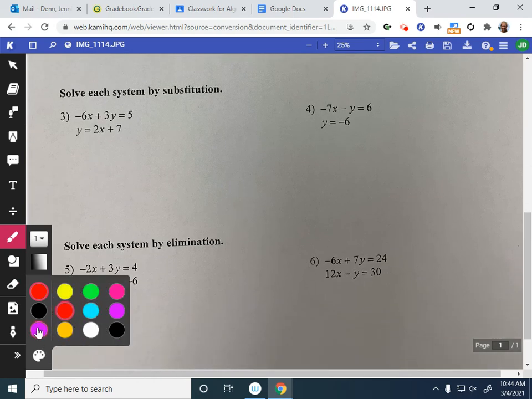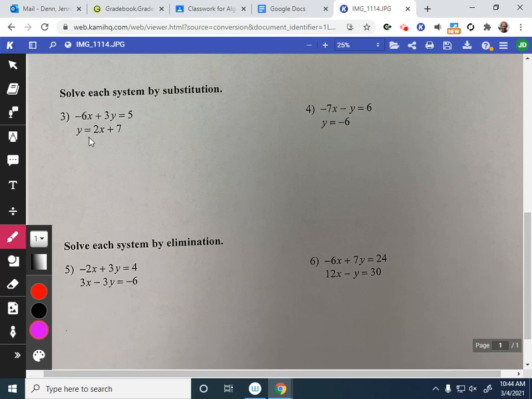Substitution. So I've got one of the equations is already solved for one of the variables. So I'm going to plug that into the other one. So I'll have -6x plus 3 times 2x plus 7 equals 5. I'm going to distribute. So -6x plus 6x plus 21 equals 5. Or something weird's going to happen here. This is going to cancel. I'm going to be left with 21 equals 5.